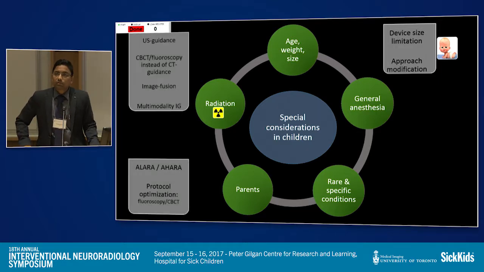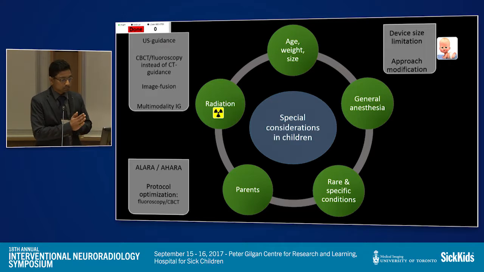We also take a lot of precautions and techniques, obviously, to reduce radiation. Ultrasound guidance is a big technique in our toolbox. The use of cone beam instead of conventional CT, and some software modifications like image fusion or multi-modality guidance are some things that I will talk about.